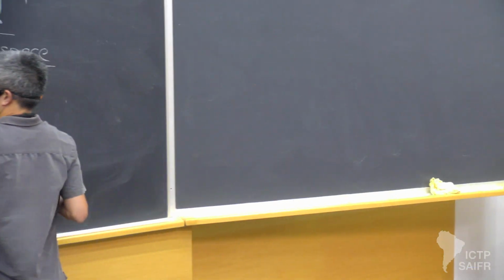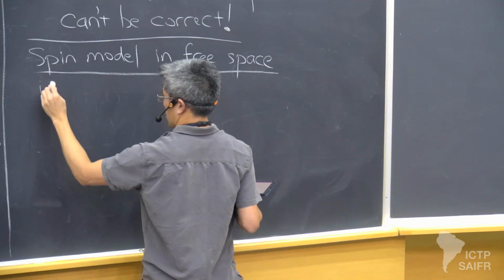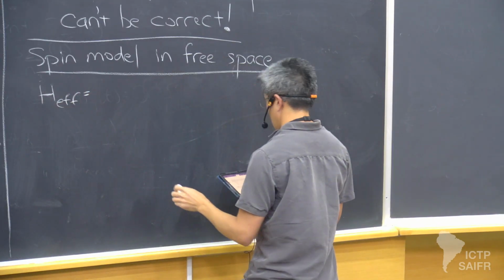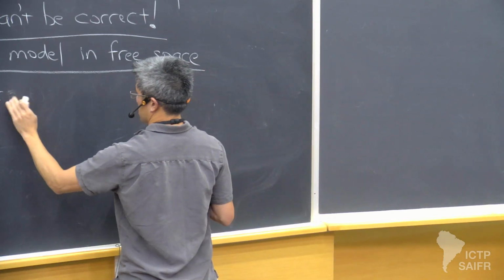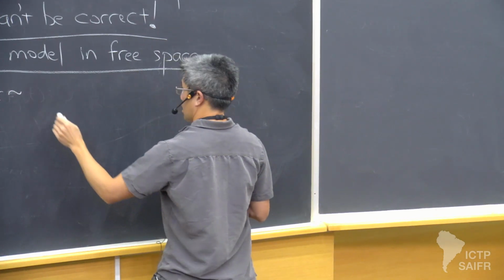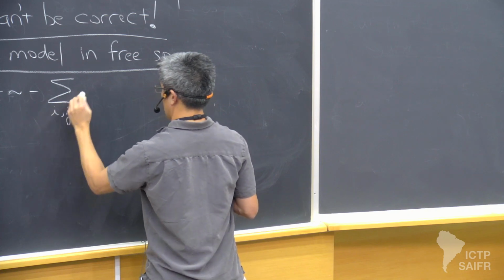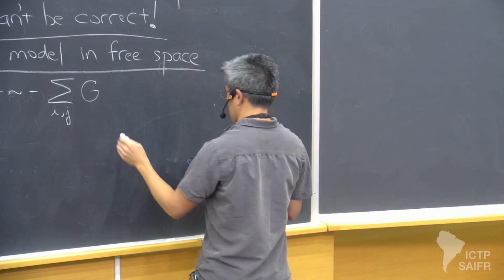Okay, so recall that the claim was that this effective Hamiltonian, let me just put a proportional sign, is completely general, as long as I write it as a Green's function.